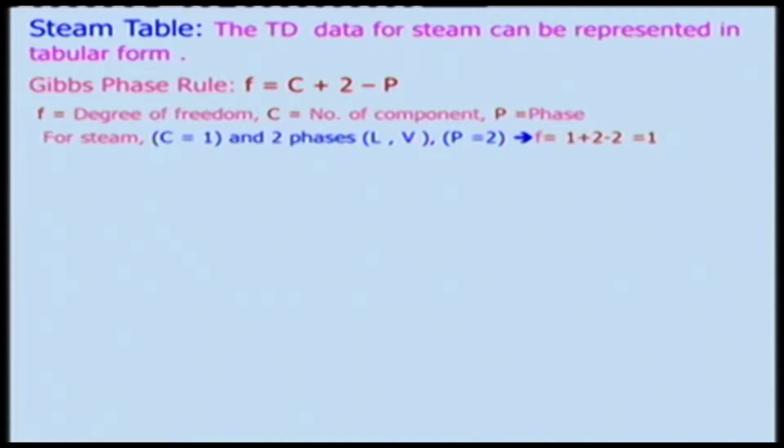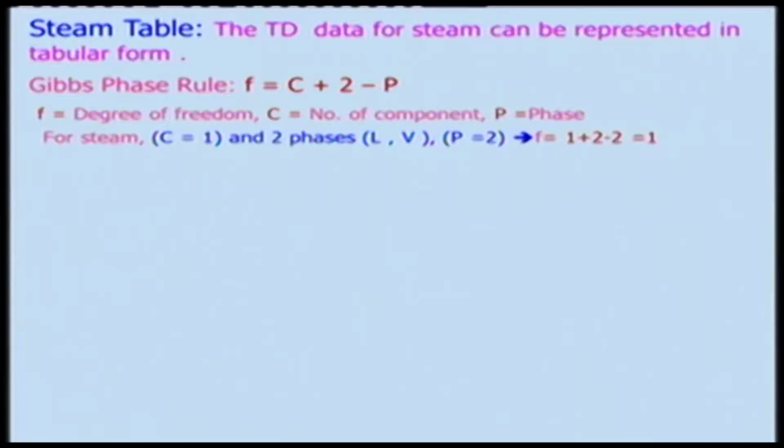For steam, component wise it will be water, so C will be 1. But there might be several other cases, like petroleum products, which will have several compositions, so C need not be 1, it will be several. Let us consider that we are interested in two phases, liquid and vapor. That means the number of phases will be 2, and then what will be the degree of freedom? Degree of freedom will be 1.